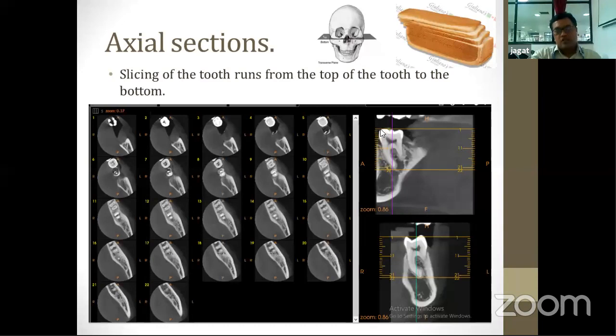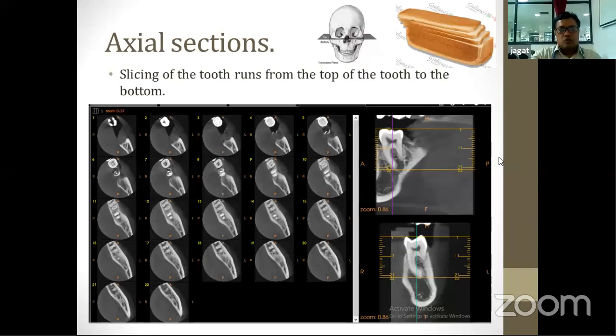So the axial sections are basically sections of the tooth running from the root to the crown, or from the crown to the root. This is for your understanding. This is the orientation plot, and you have the sections here, so you can evaluate the tooth at different sections. This is technically useful for root canal treatments, and for understanding the extent of dental caries. So that's the axial section of the tooth.